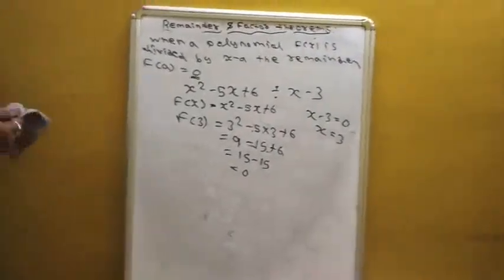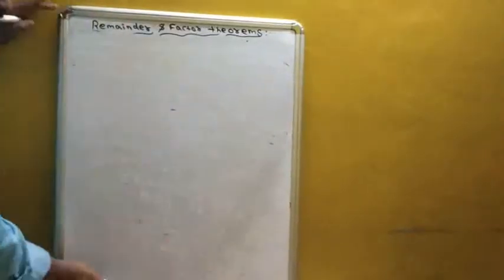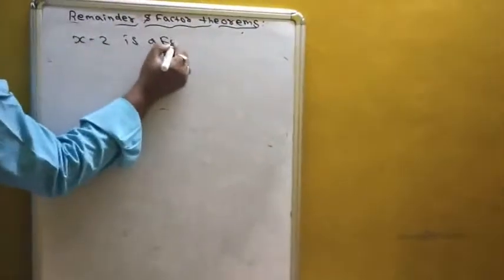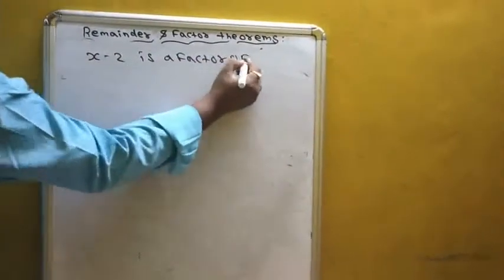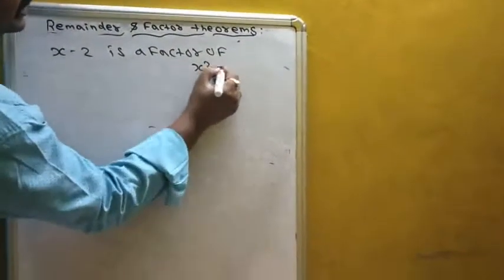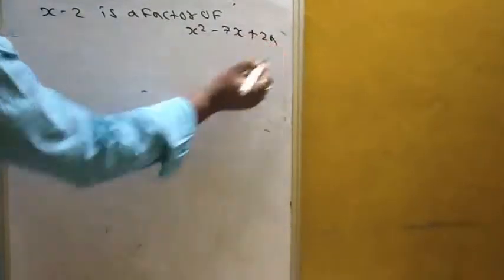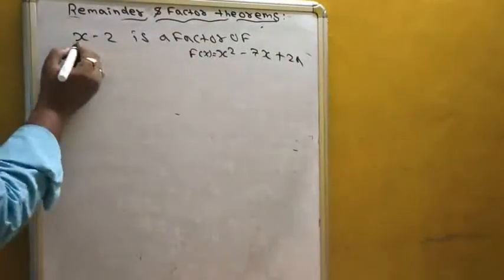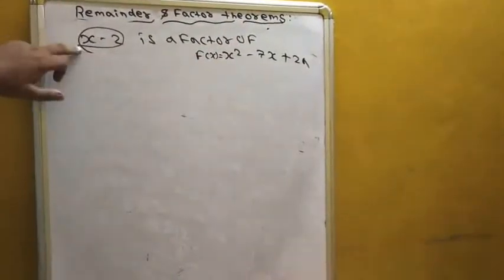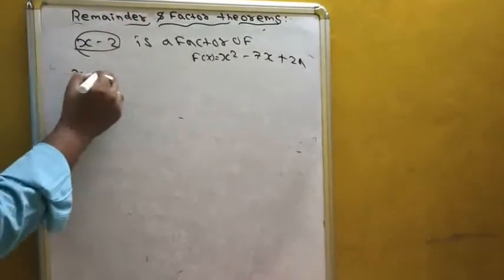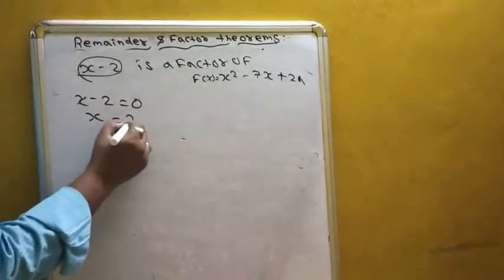He will tell you, okay, find a if x minus 2 is a factor of x square minus 7x plus 2a. Factor means the remainder must be 0. So this one is the second equation. You can write your f of x equals to this one. He told already x minus 2 is a factor of that equation. So what do you have to write? X minus 2 equals to 0. X equals to 2.